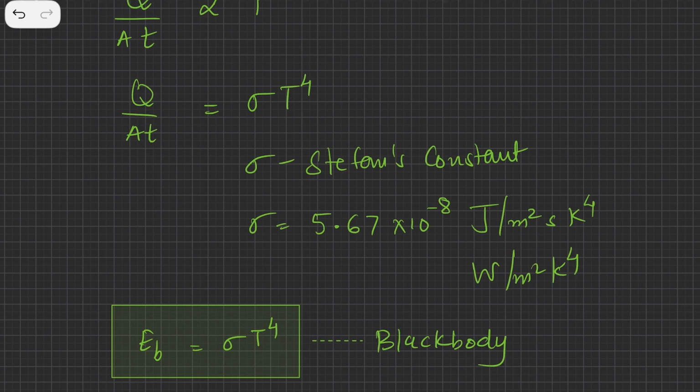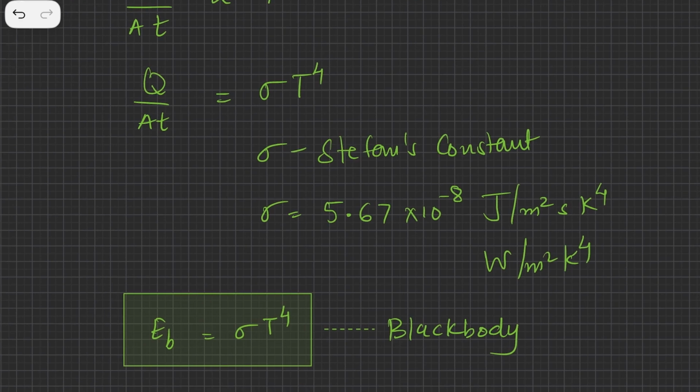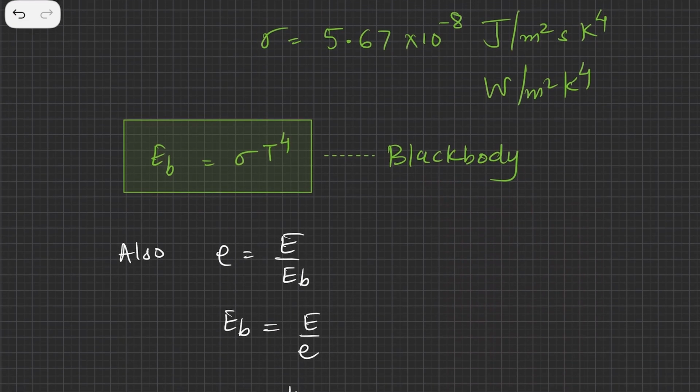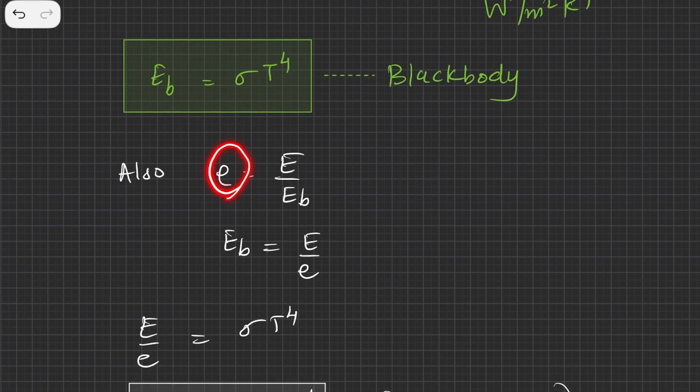But in regular life we are not going to find black bodies, we are going to find ordinary bodies. So we'll have to manipulate this equation for an ordinary body. It's very simple, you just move it like this. Also E is equal to... now this small e is called the emissivity or the coefficient of emission. Now this also we have discussed in previous videos. In case you are not following this part, I would request you to go back 2 to 3 videos and you will find the proper definition of emissivity.